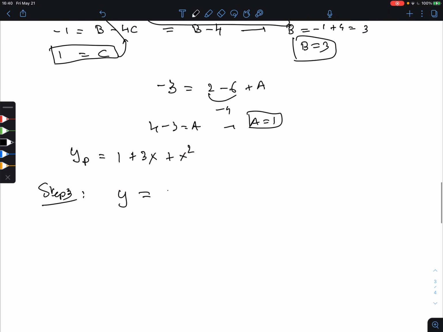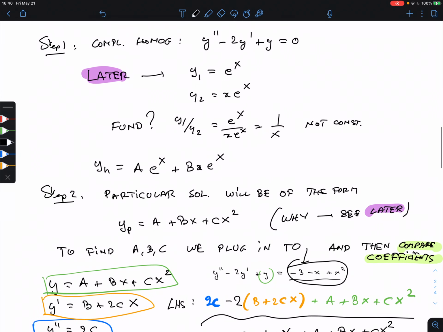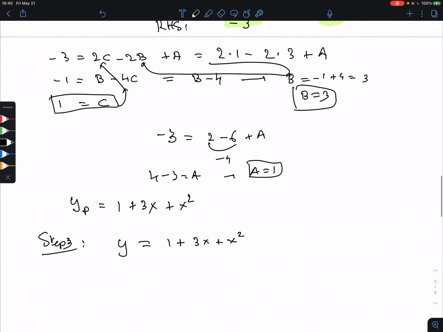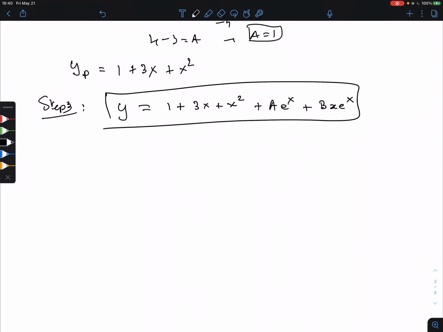So y is this particular solution that I just found, and then we had these two solutions that we knew was a fundamental system, namely e^x and x e^x. So we have to take an arbitrary linear combination, and here I'm going to use my a and b, but I've used them before, I can reuse them. a e^x plus b x e^x. So that is the general solution.